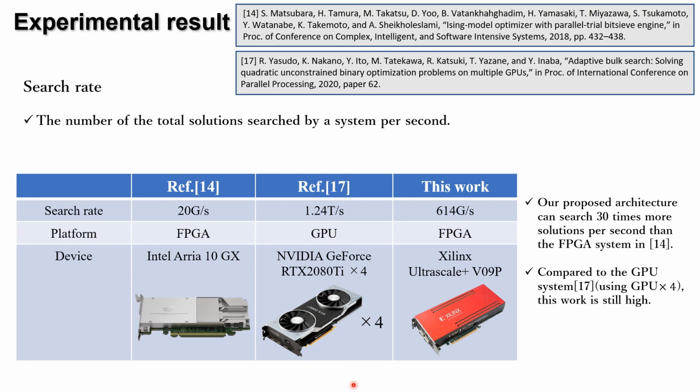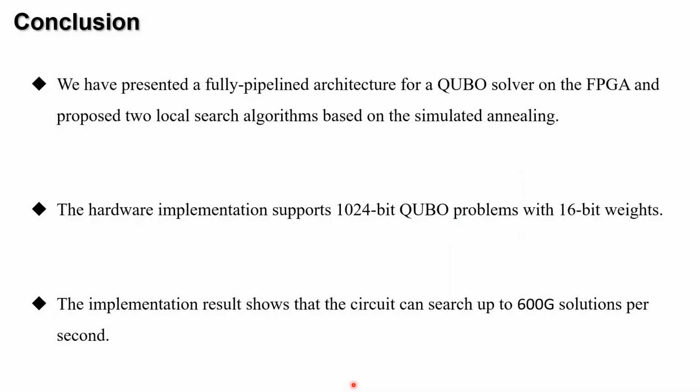In our work, we have presented a fully pipelined architecture for a QUBO solver on the FPGA and proposed 2 local search algorithms based on simulated annealing. The hardware implementation supports a 1 kilobit QUBO problem with 16-bit weights. The implementation results show that the circuit can search up to 600 giga solutions per second.